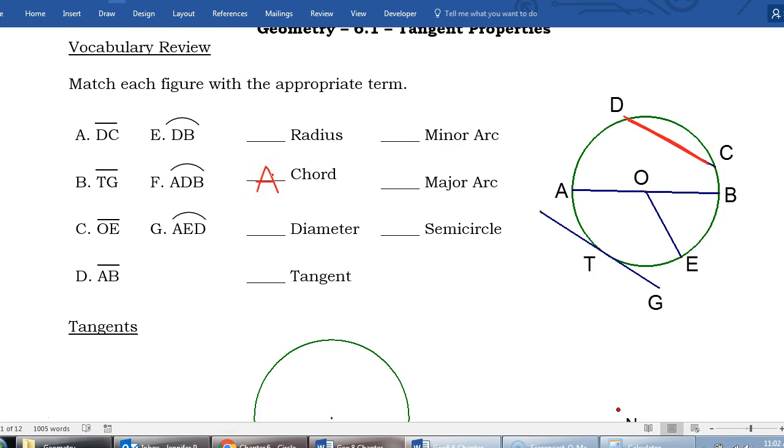I'm looking at letter B, it says TG. Here's TG outside of the circle. We call a segment outside a circle that touches the circle exactly one time a tangent. Letter C says OE. I see O, I see E. This is a segment that connects the center of a circle to a point on the circle. That is called a radius.